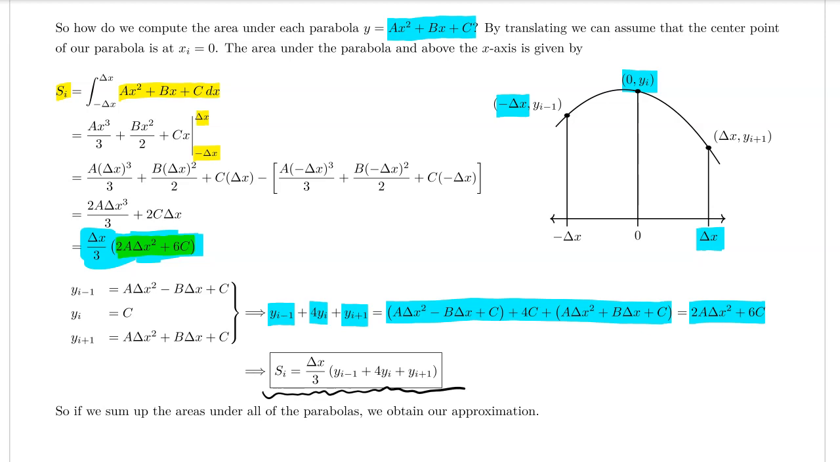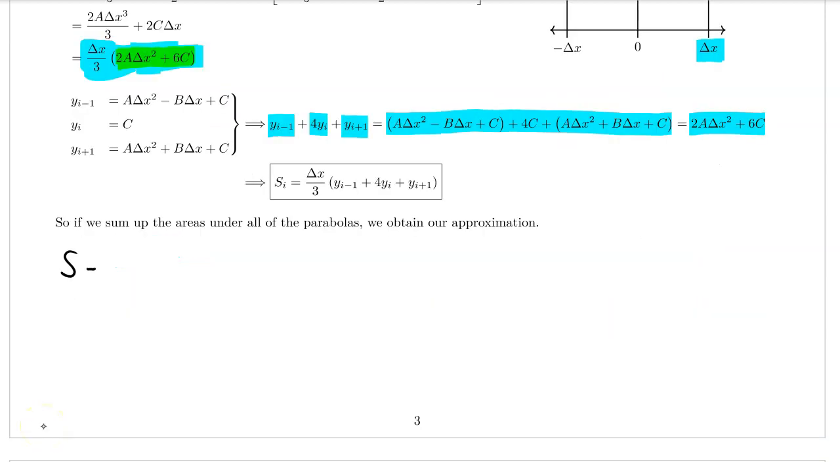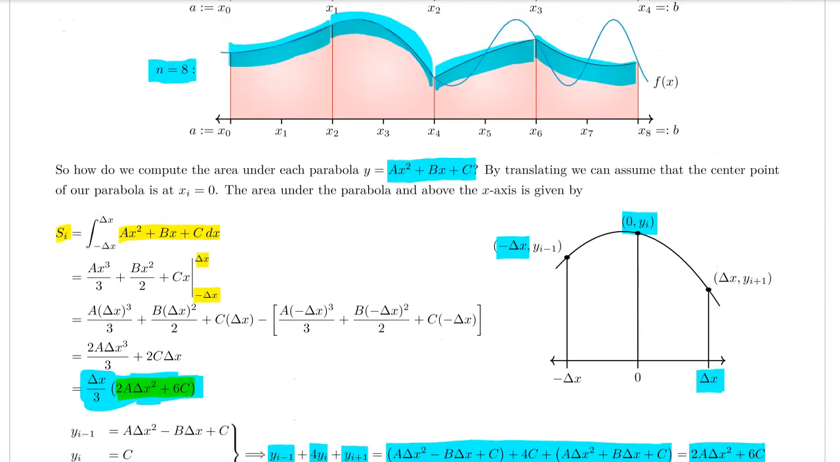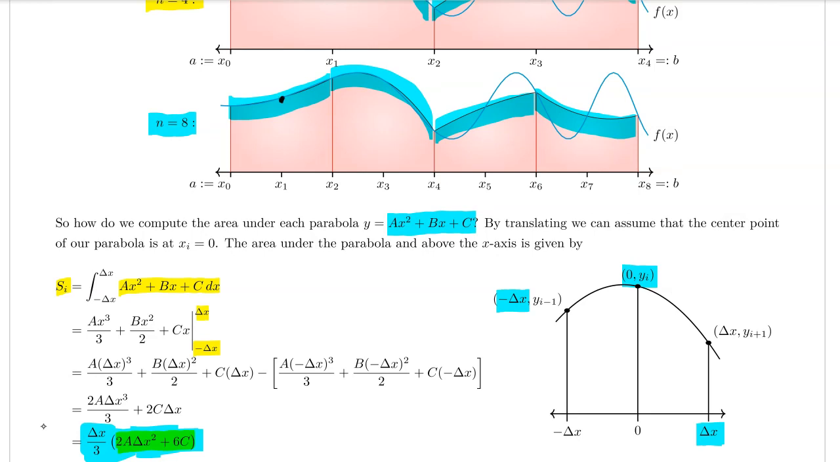So let's sum up all the areas under the parabolas, just like we did with the trapezoidal rule. Let's call the sum that we're looking for S, and that would be equal to S sub 1 plus S sub 3 plus S sub 5 plus dot dot dot plus S sub n minus 1. And why are we skipping the even numbers? So if we come back up here, our first parabola is centered at x sub 1, so there's one parabola. Our next one is centered at x sub 3, so there's another parabola, and so on and so forth.